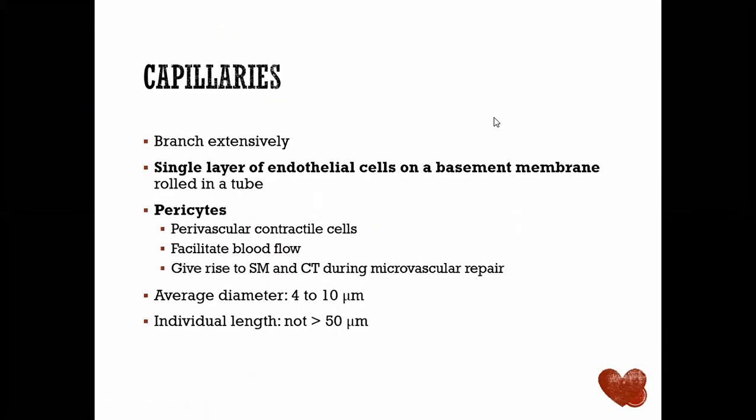The capillaries, let's go to the capillaries. They branch extensively. There are more branching. It is only a single layer of endothelial cells on a basement membrane or lamina. So one single layer of endothelial cells rolled in a tube. Okay, so you have also there the cells, the pericytes. Remember in our study of muscles, pericytes, they have the ability to what?